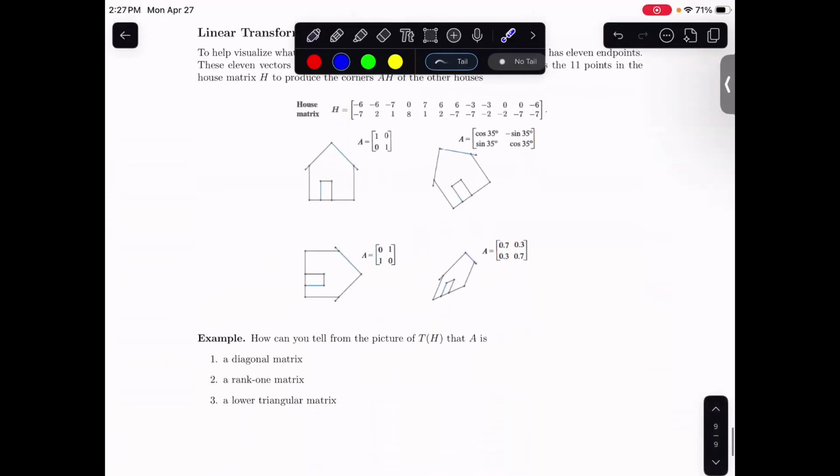The last thing I wanted to talk about from 8.1 was just looking at what linear transformations do.